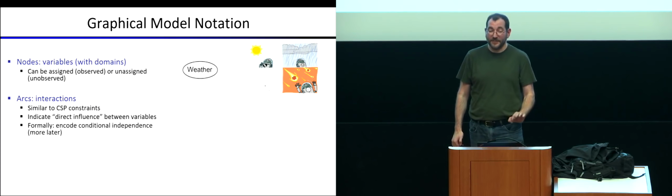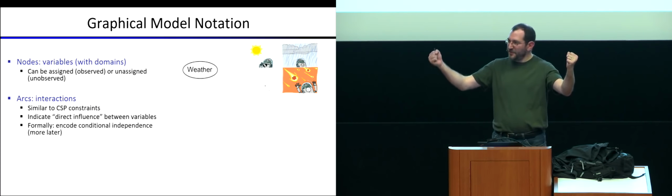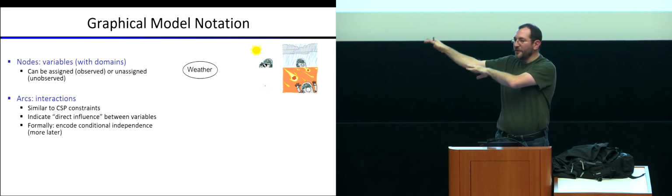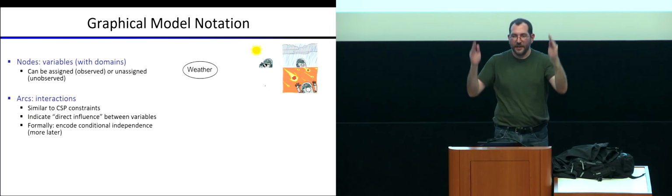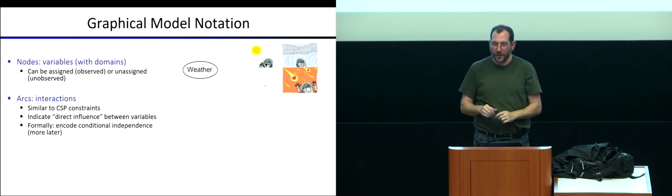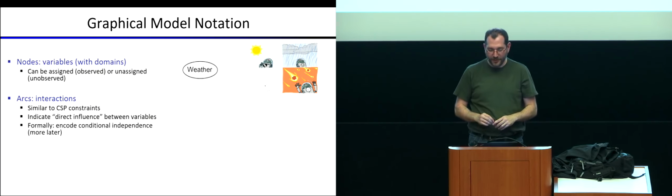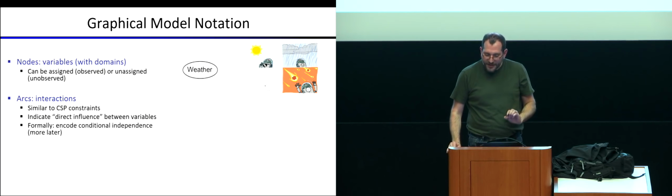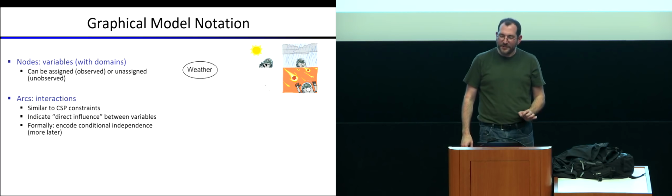Again, just like CSPs. In CSPs, we would say something like, hey, this variable has to be greater than that one, so I'll put a constraint between them. It may have other effects when it chains together with other constraints, but that's my local interaction. There are going to be local interactions here, and we'll see in a bit what those are. The arcs indicate something like direct influence between variables.